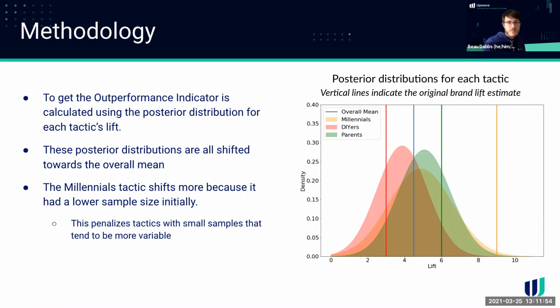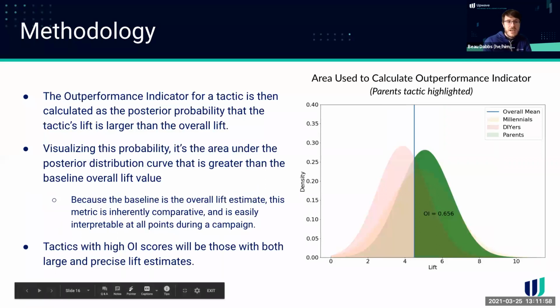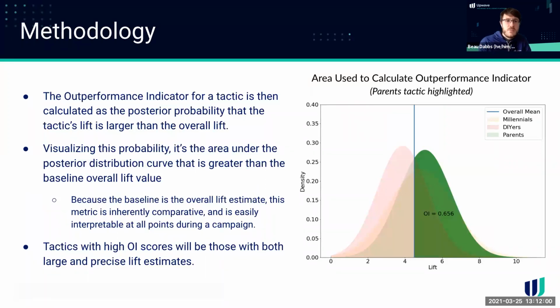So now that we have the posterior distributions for each tactic, to obtain the outperformance indicators for each tactic, we then calculate the probability that a tactic's lift is larger than the overall lift. So visualizing this probability is the area under the distribution curve that is greater than the baseline overall lift value. And because our baseline is the overall lift of the campaign, it makes this metric inherently comparative and easily interpretable as the probability that a tactic is increasing the lift of your campaign.